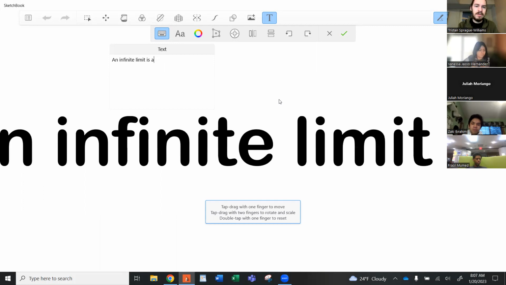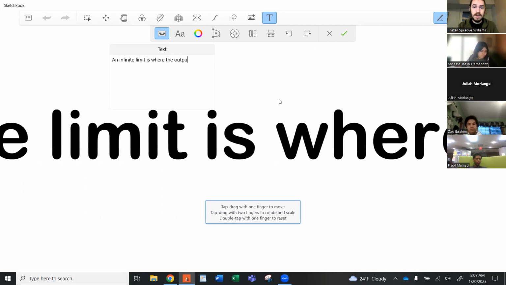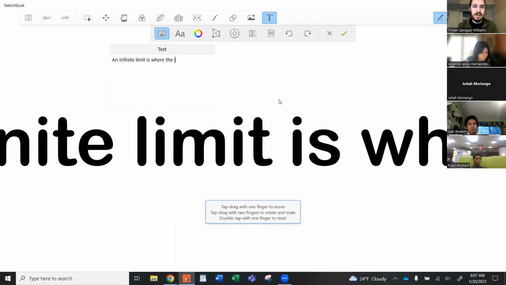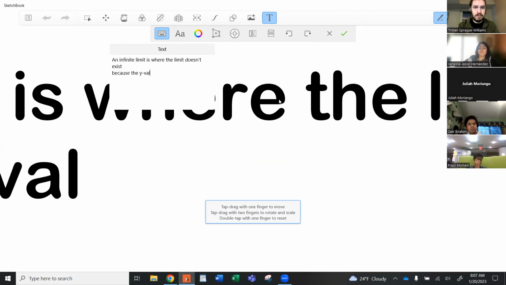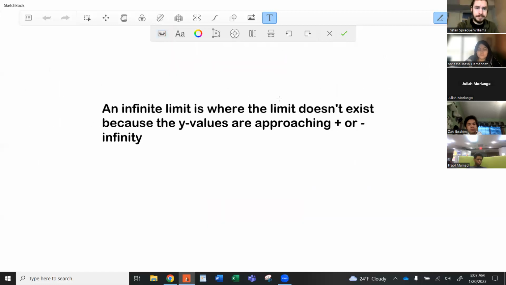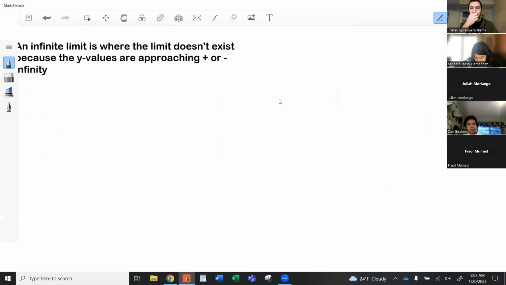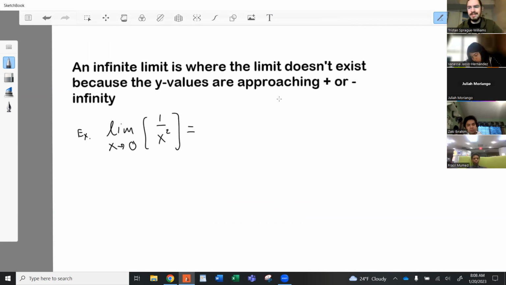I guess an infinite limit is, I'm going to put this kind of informally, where the output, I guess you could say the limit doesn't exist because the y values are approaching plus or minus infinity. Let's start with that. So an example of this would be something like the limit as x approaches 0 of 1 over x squared. This is a classic example.